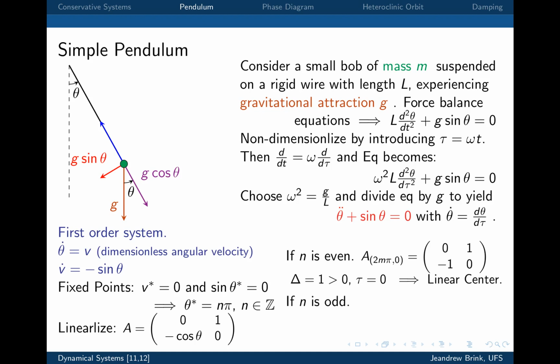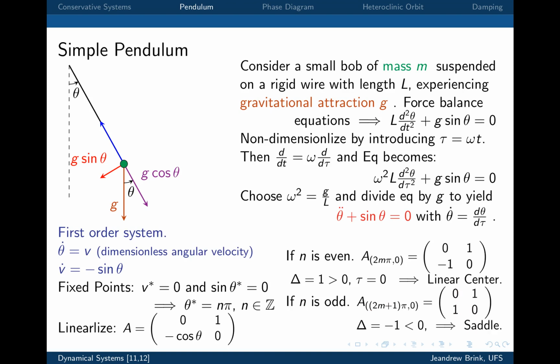You then say if n is odd, in other words, it's like pi or 3 pi, then the matrix has this form. Cos of an odd multiple of pi is just minus 1, so the matrix is that way. You immediately work out the determinant is less than 0, so you know you have a saddle.